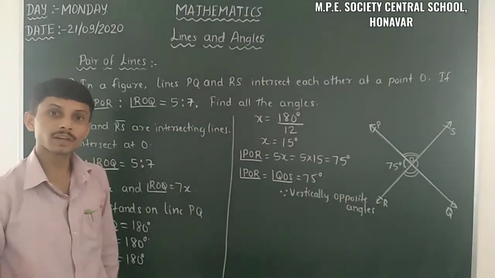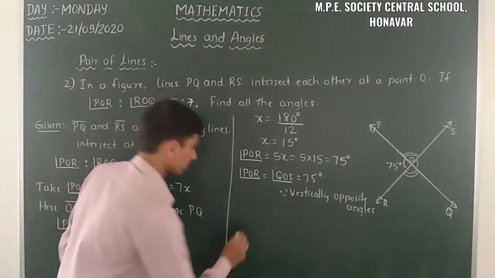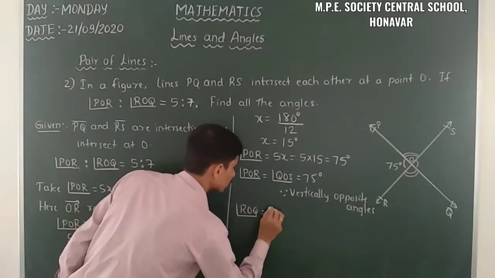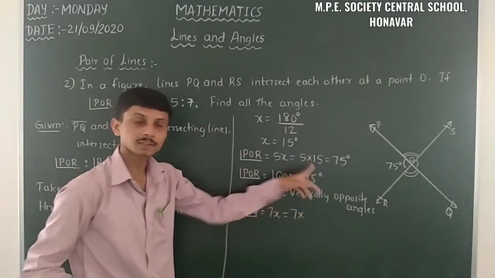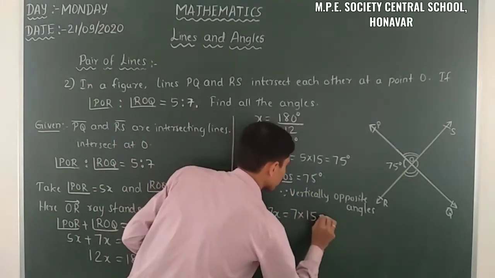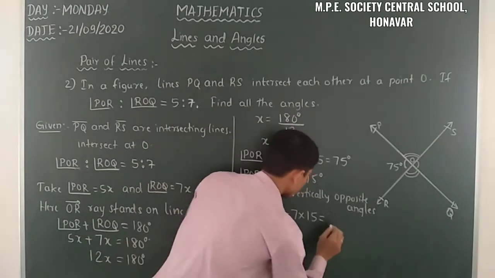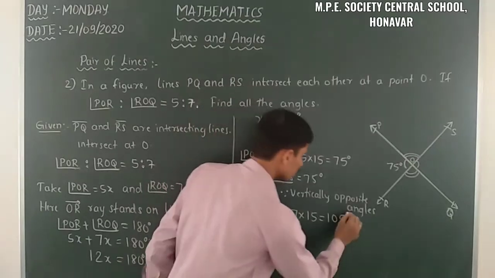Likewise we have to take the 7x, that is angle ROQ is equal to 7x, is equal to 7 into 15. In the place of x we substitute the value of 15. So 7 into 15, 105. It is 105 degree.